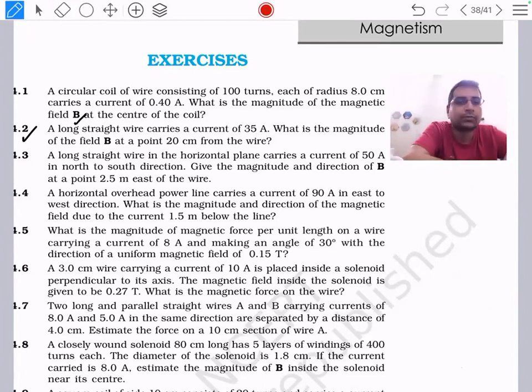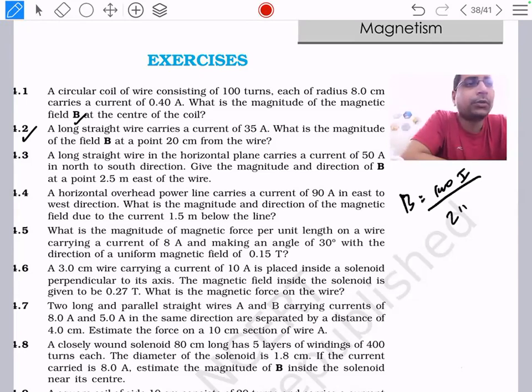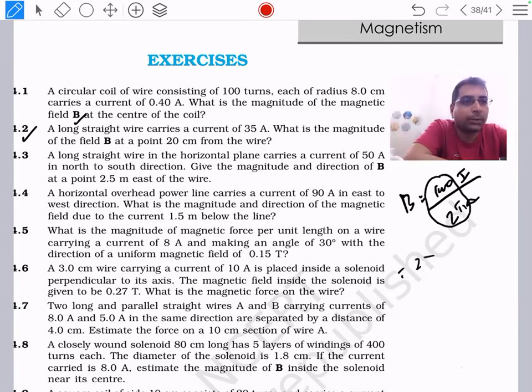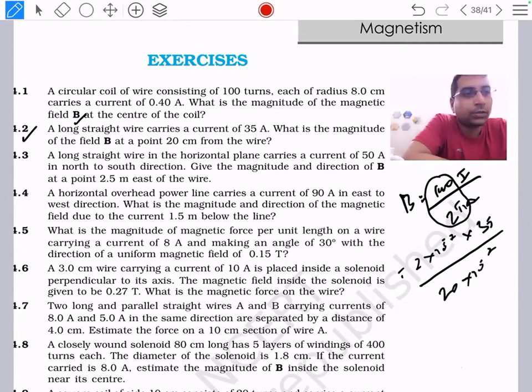So what is the formula? Mu naught I by 2 pi A. So B is equal to mu naught I divided by 2 pi into A. Mu naught by 4 pi is 10 power minus 7, so mu naught by 2 pi will be 2 into 10 power minus 7, into I which is 35, divided by A which is 20 into 10 power minus 2.